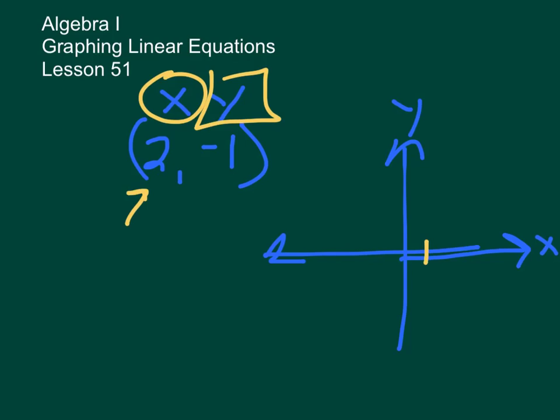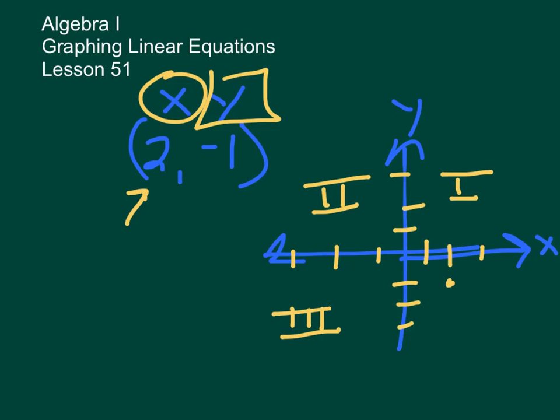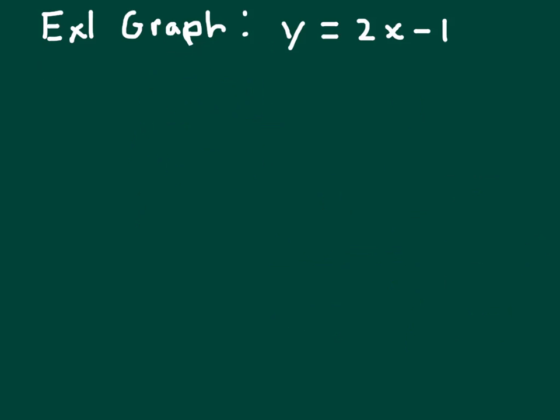So if I mark these with a couple slashes, I'm going to move right 2, so 1, 2 along the x-axis and then down 1. So this point would be located right there, or in other words in the fourth quadrant. Remember your quadrants are quadrant 1, quadrant 2, quadrant 3, and quadrant 4, and they're labeled counterclockwise using Roman numerals. Alright, let's take a look at the first example now.